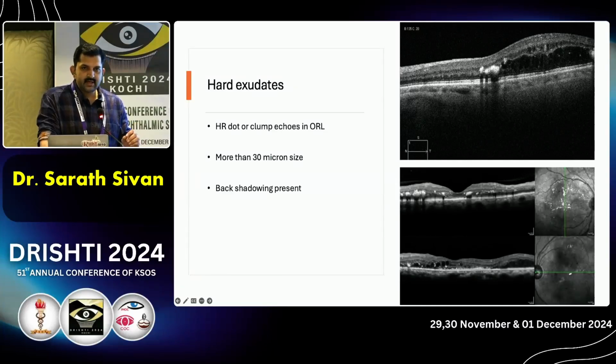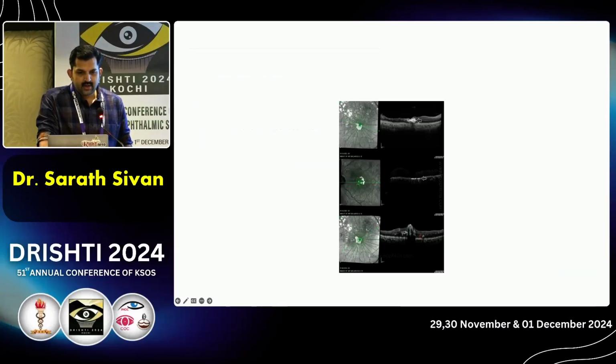Hard exudates are lipoproteinaceous material deposited in the outer retinal layers. In the OCT, they appear as hyperreflective dot or clump echoes. Usually they are more than 30 micron in size, and they have back shadowing. These hard exudates slowly get absorbed with treatment, anti-VEGF injection or focal laser. Usually they clear very well with focal lasers. If not treated, these can form clumps and migrate to the fovea, or can transform to cholesterol crystals and cause permanent visual loss.